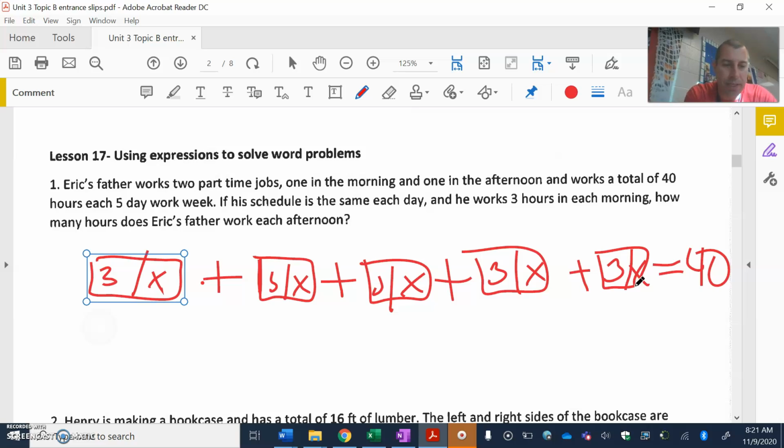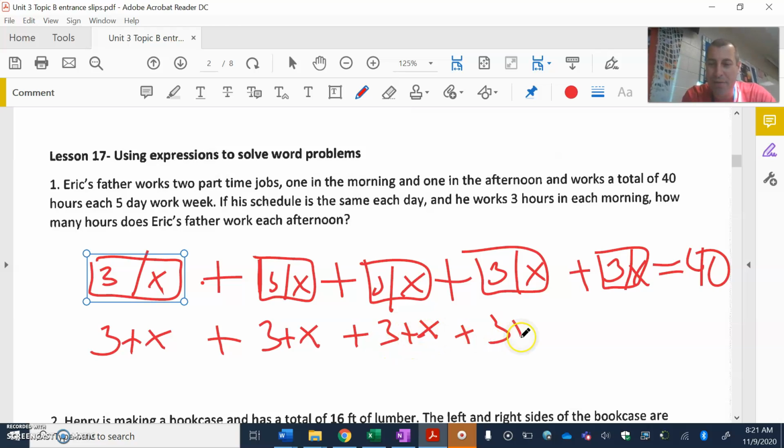So what this tells me is the first day is 3 plus x. The second day is 3 plus x. Third day is 3 plus x. Fourth day is 3 plus x. And the fifth day is 3 plus x.